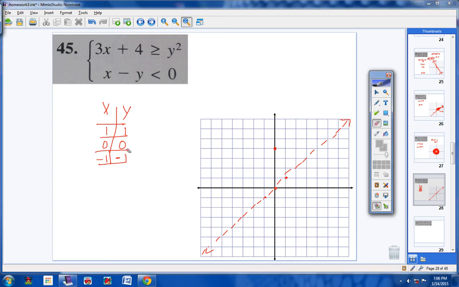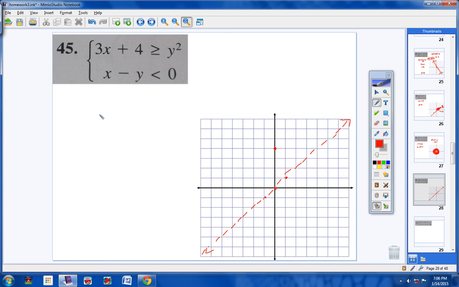So where the X is, I'm going to put a 0. And where the Y is, I'm going to put a positive 4. Alright, so 0 minus 4 is negative 4. Negative 4 is less than 0. That is totally incorrect. Negative 4 is greater than 0 because negative 4 is more to the left of the number line. So this is false. So this point here is false. It does not work. So we're going to shade the opposite direction.